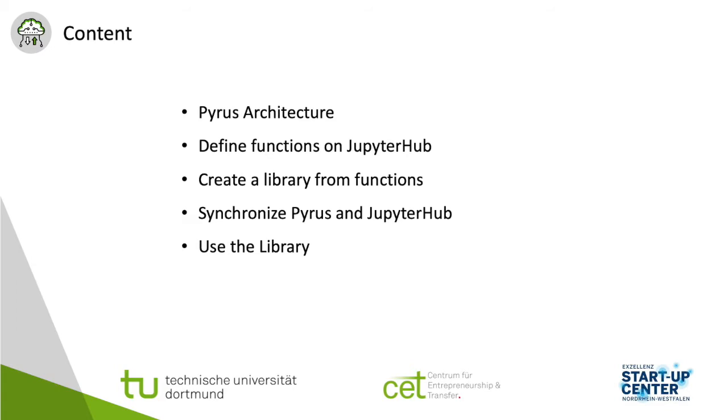To understand the extension of Pyrus, it is first necessary to explain how Pyrus and Jupyter Hub work together. For this, the system architecture is explained. Now a new library will be implemented which provides Python functions. This library will be implemented in Jupyter Hub and then propagated to Pyrus via synchronization. Finally, it is shown how the no-code models based on the new library on the Jupyter Hub are executed.